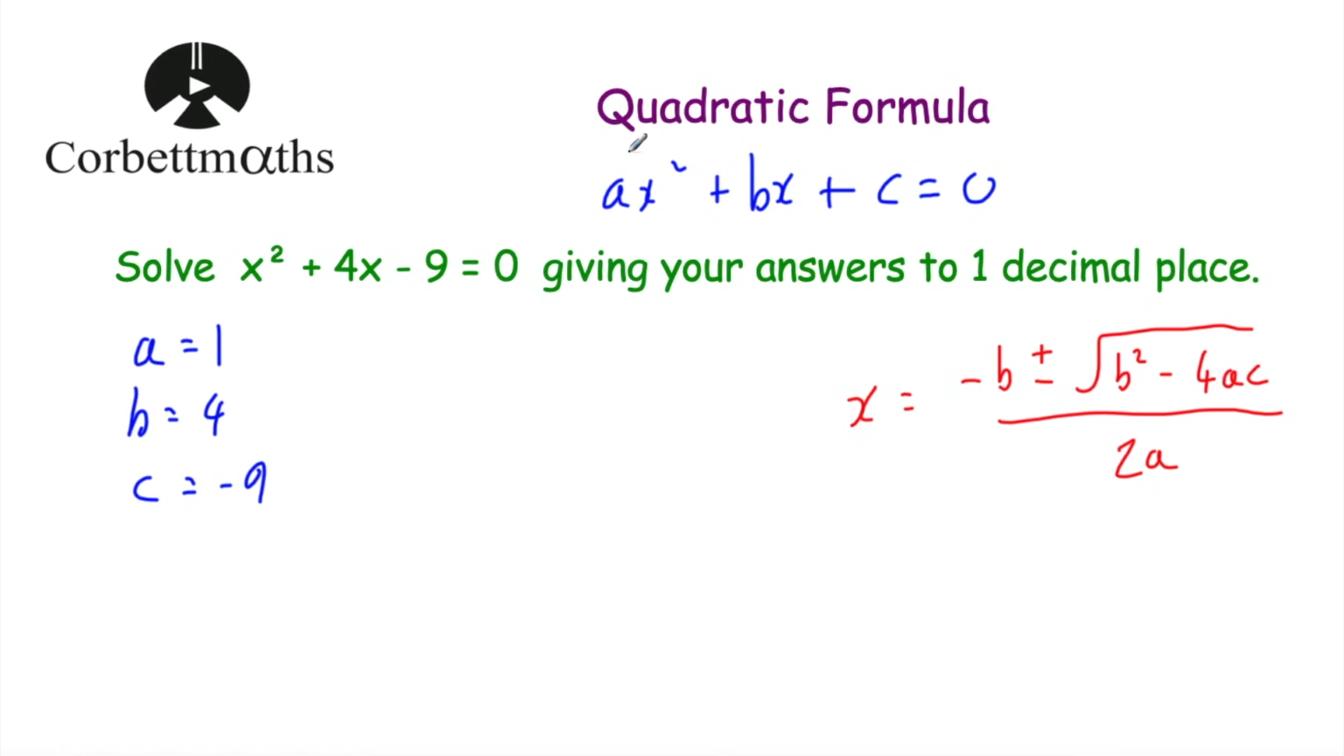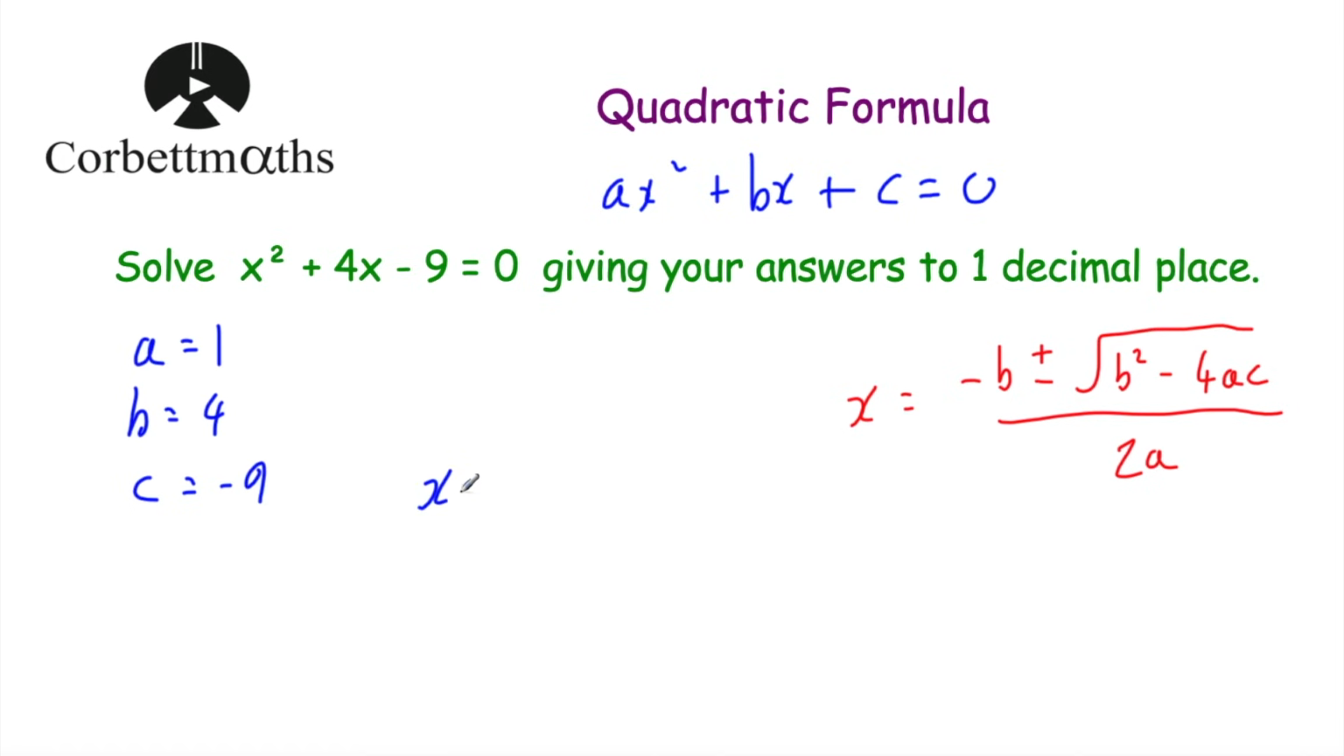So there are values here for a, b, and c. a is equal to 1, the coefficient of the x squared term, because it's 1x squared, we just don't write the 1 there. The coefficient of x is 4, so b is equal to 4, and the constant on the end here is negative 9, so c is equal to negative 9. Now we've got the values of a, b, and c. We're going to substitute them into the quadratic formula.